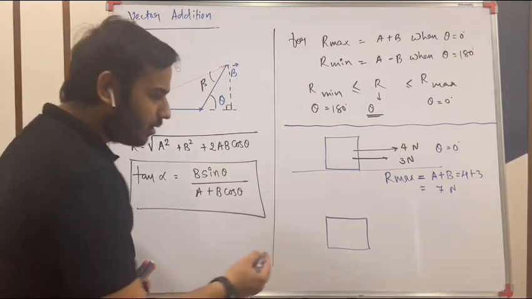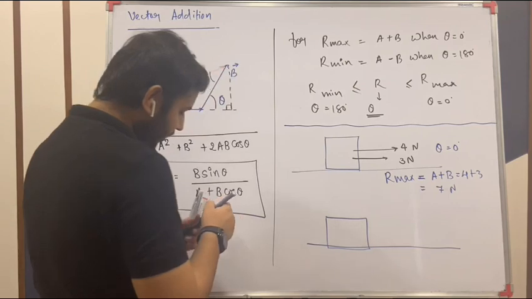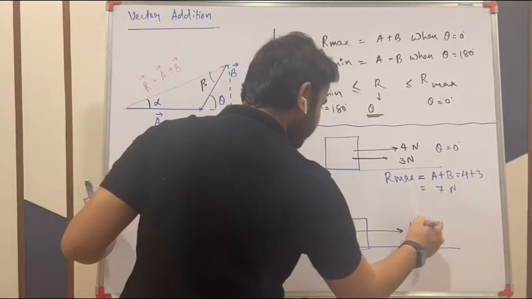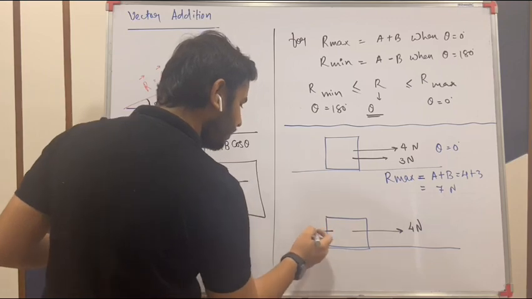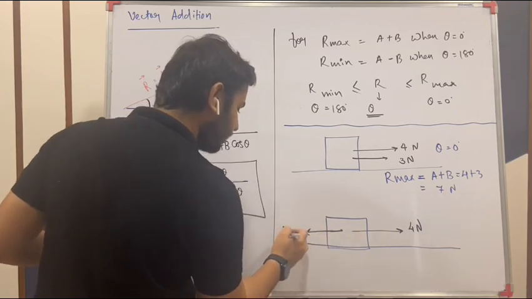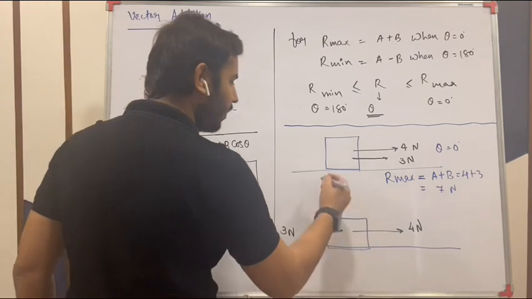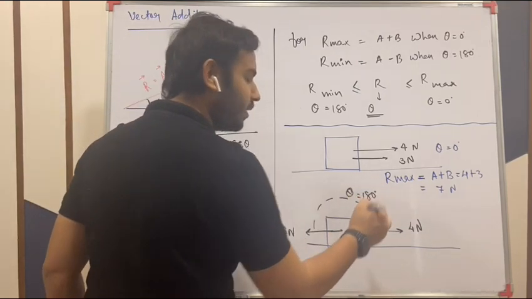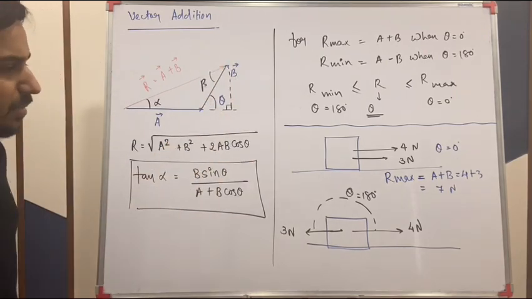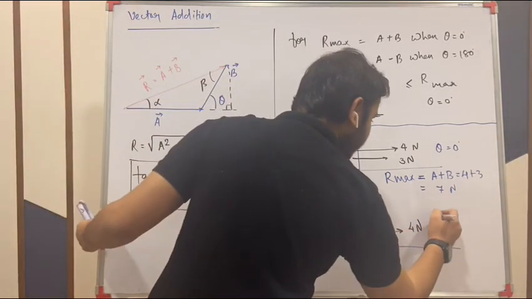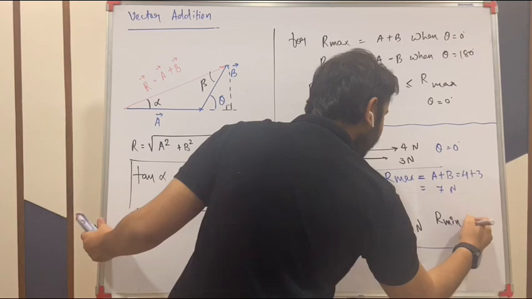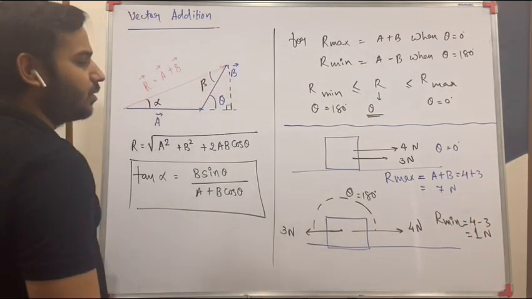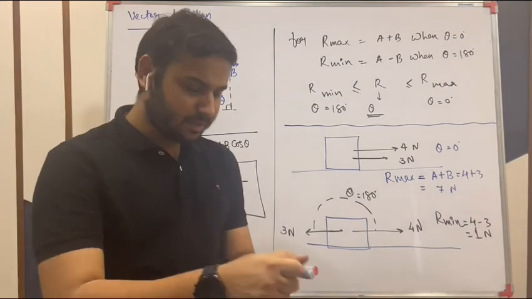Now for the same block, when the forces are like this, 4 Newton and this is 3 Newton, what is the theta between these two? Theta is 180 degrees. Then R minimum is A minus B, 4 minus 3, that is 1 Newton. Understood?